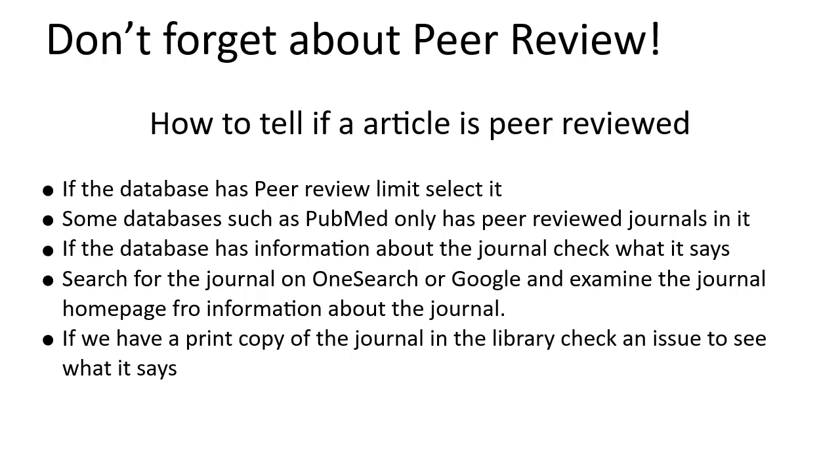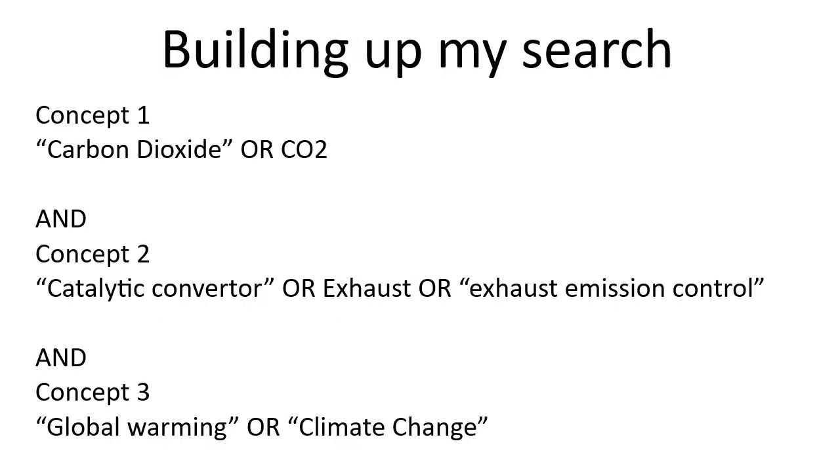If we have a print copy of the journal in the library, you can take a copy off the shelves and look inside the cover and see if it says if it's peer reviewed or not. So returning to building up my search, I can review the keywords I've already selected and I can see, based on what I've just covered, do I need to change it? So for example, I'm looking for the phrases, so I've put quotation marks around them. I could also check to see do I need to put truncation or wildcard searching as well to improve the quality of the search.